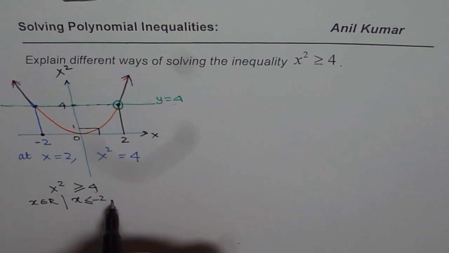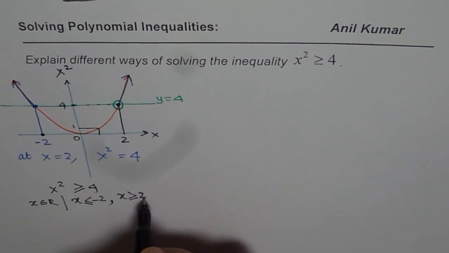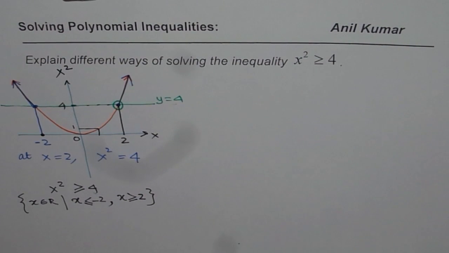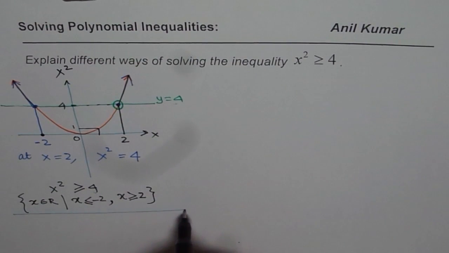This is one part. The second is where x is greater than or equal to 2, right? And all the set of real number points within this are part of our solution. And that is how we get the solution graphically, right? Now this solution could also be represented on a number line. Let me show you that also.